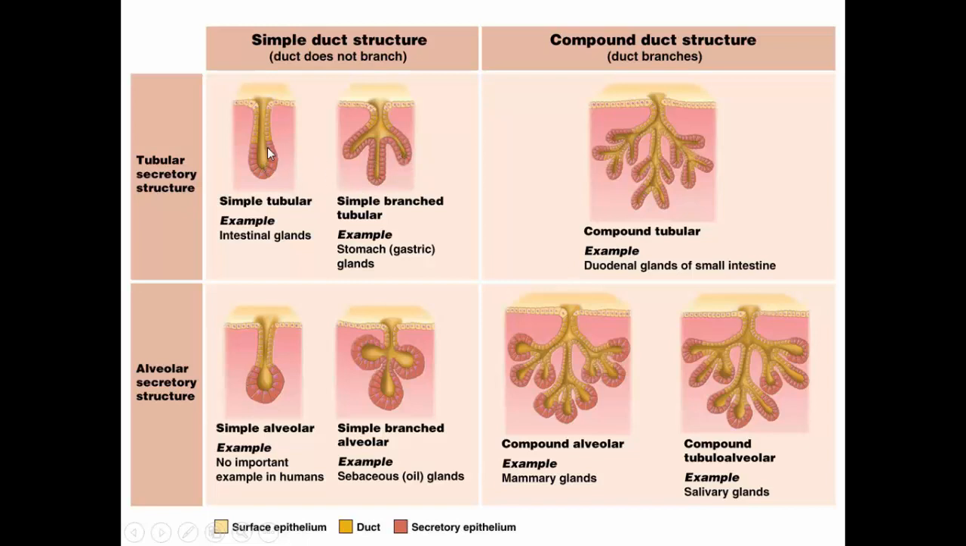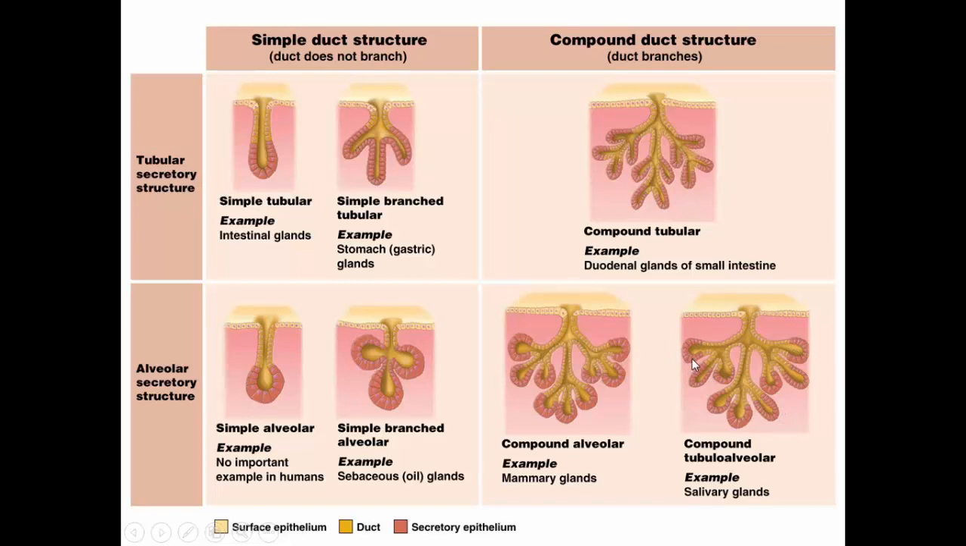These are found a lot in the intestine. A more complicated branching gland, these are found in the small intestine. This simple branched kind of gland is like an oil gland. Here is what the milk glands sort of look like. And this is an example of the salivary glands.